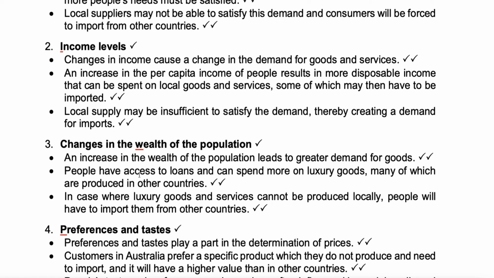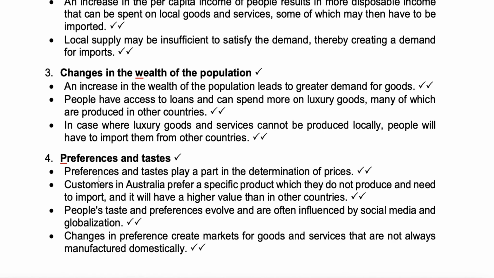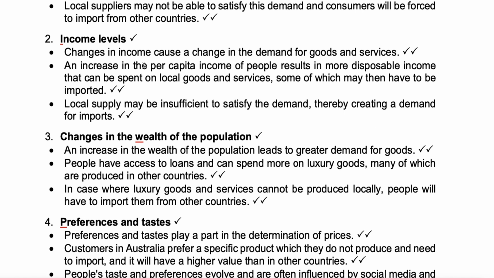All right, so change in income. People have access to loans, yes, because they are wealthy. They can use their wealth to borrow, and can spend more on luxury goods, many of which are produced in other countries. So anything along those lines. Preference and taste. If a person generally prefers a Lamborghini, they'll buy it if they have the means.